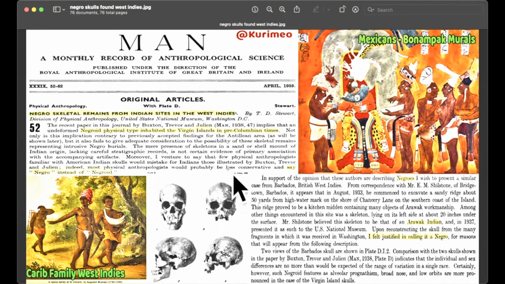Okay, they found the skull to prove it. Pre-Columbian, they were here before Columbus. This is what they're finding. Again, these people are indigenous to the Americas.